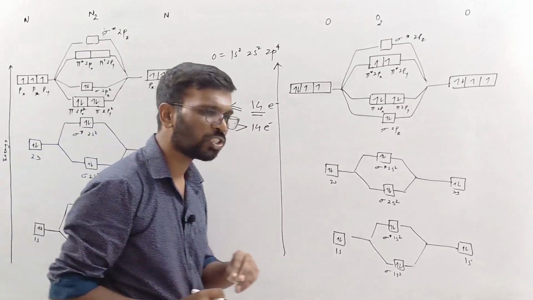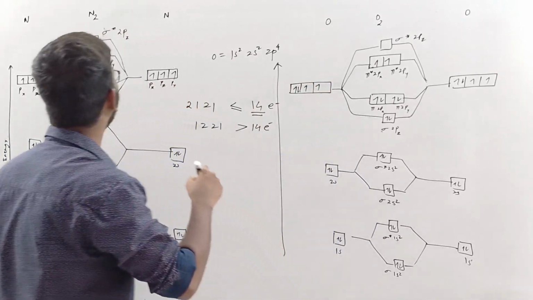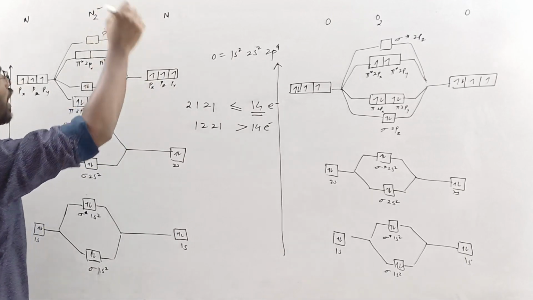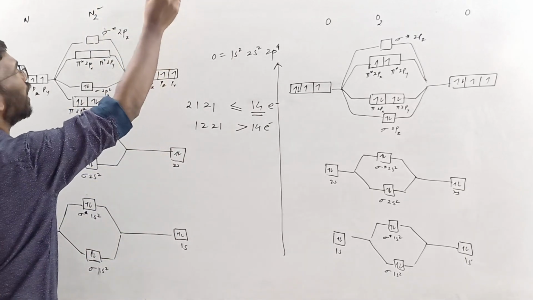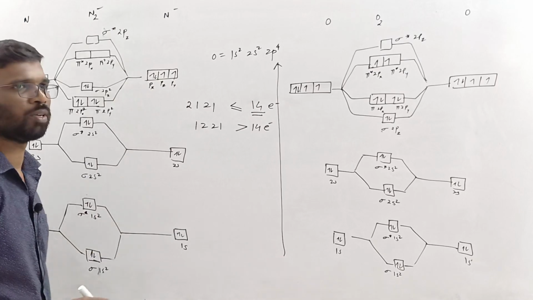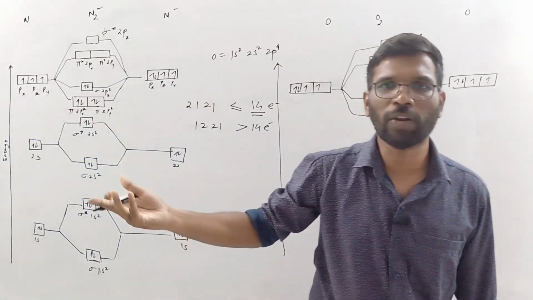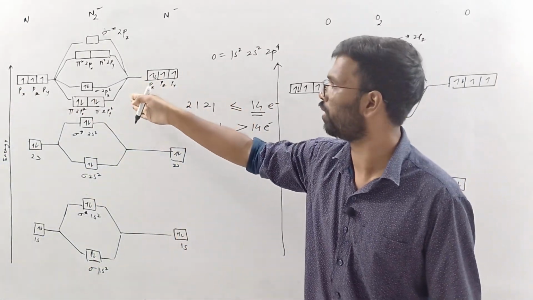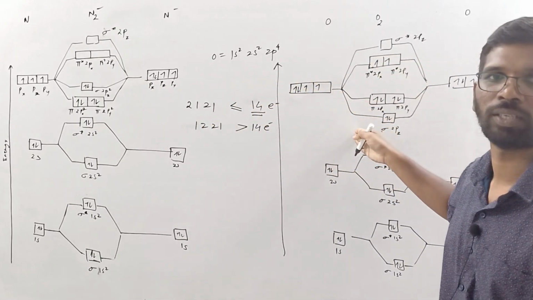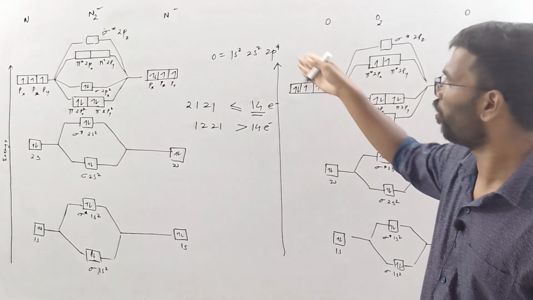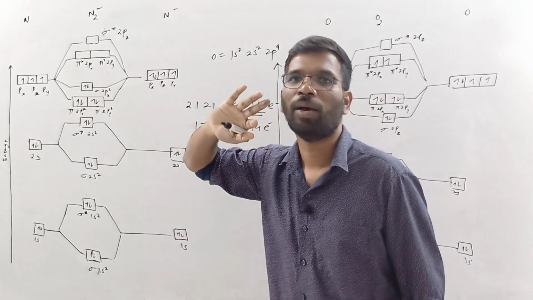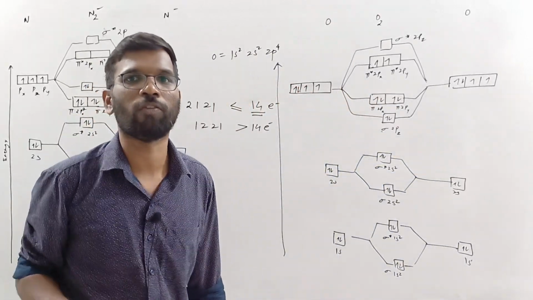Now you may get a question, if we have a molecule like N2 minus. N2 minus means one nitrogen is negative, you are adding an electron, right? So it is more than 14 electrons. Which one should we choose, this or this? The answer is simple: you have to choose this one. You have to take the parent configuration. Parent means N2's configuration, right?